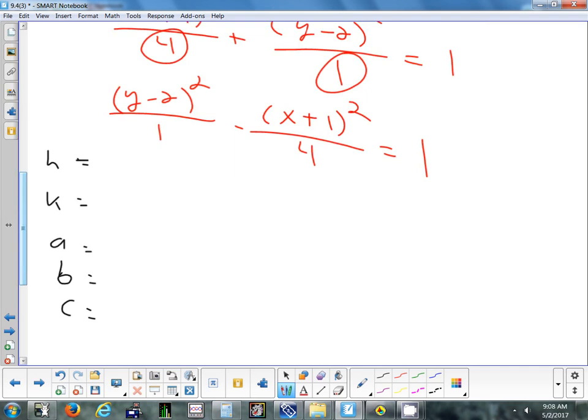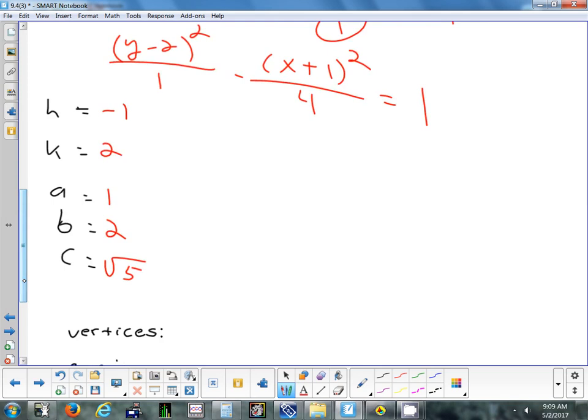Okay. What's H? Think about what letter H goes with. H goes with X. -1. Okay, so a few things you got to think about. H goes with X, and it should be a minus 1. What about K? 2. A? 1. B? 2. And then C? Square root of 5.